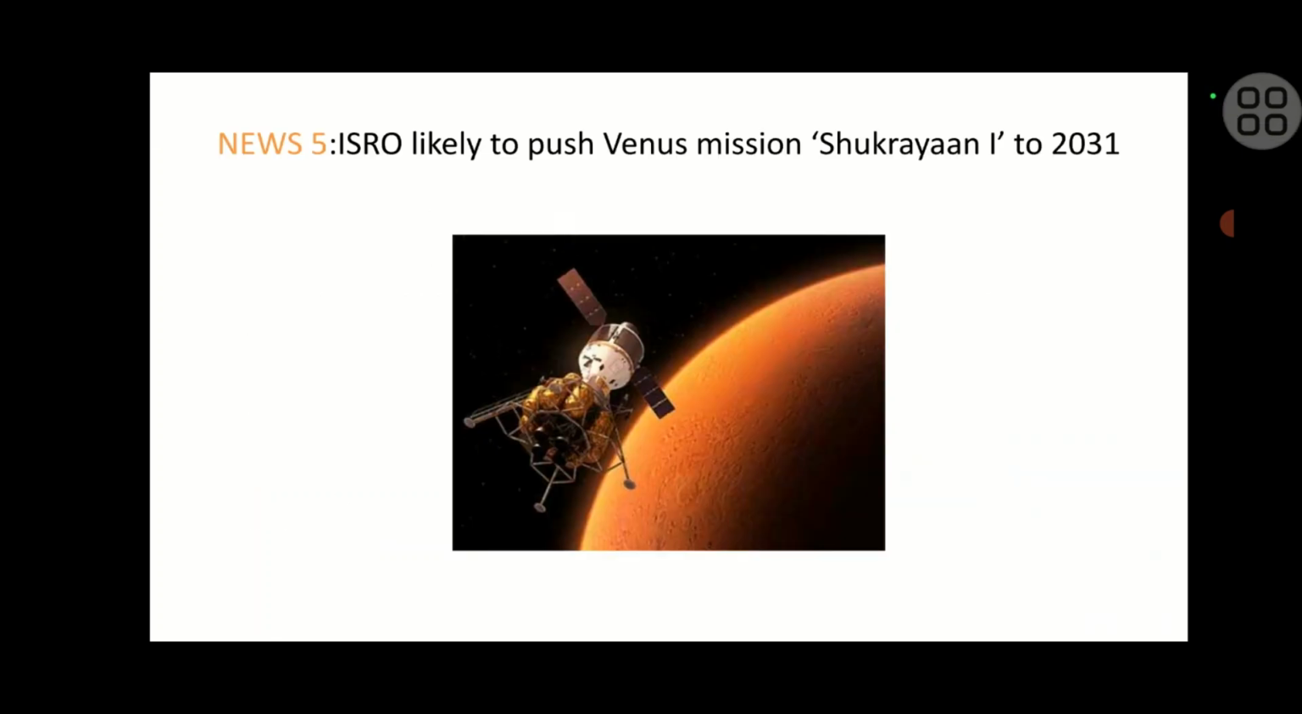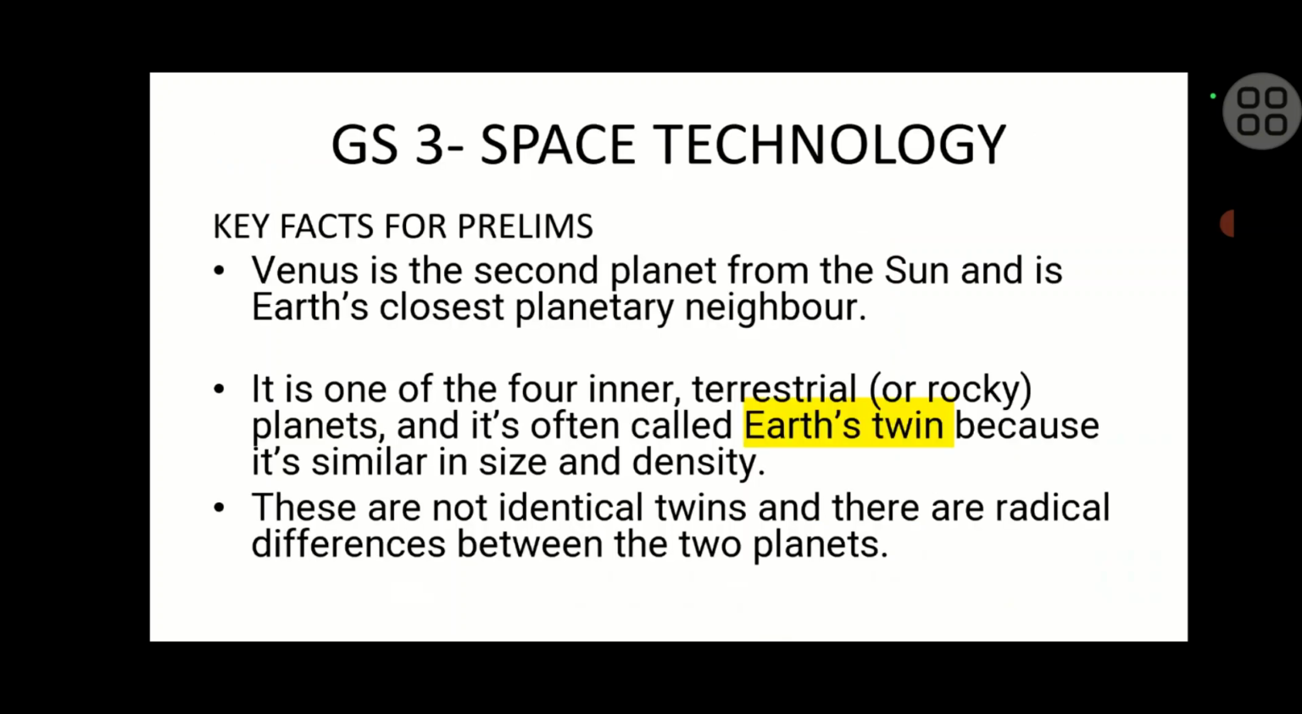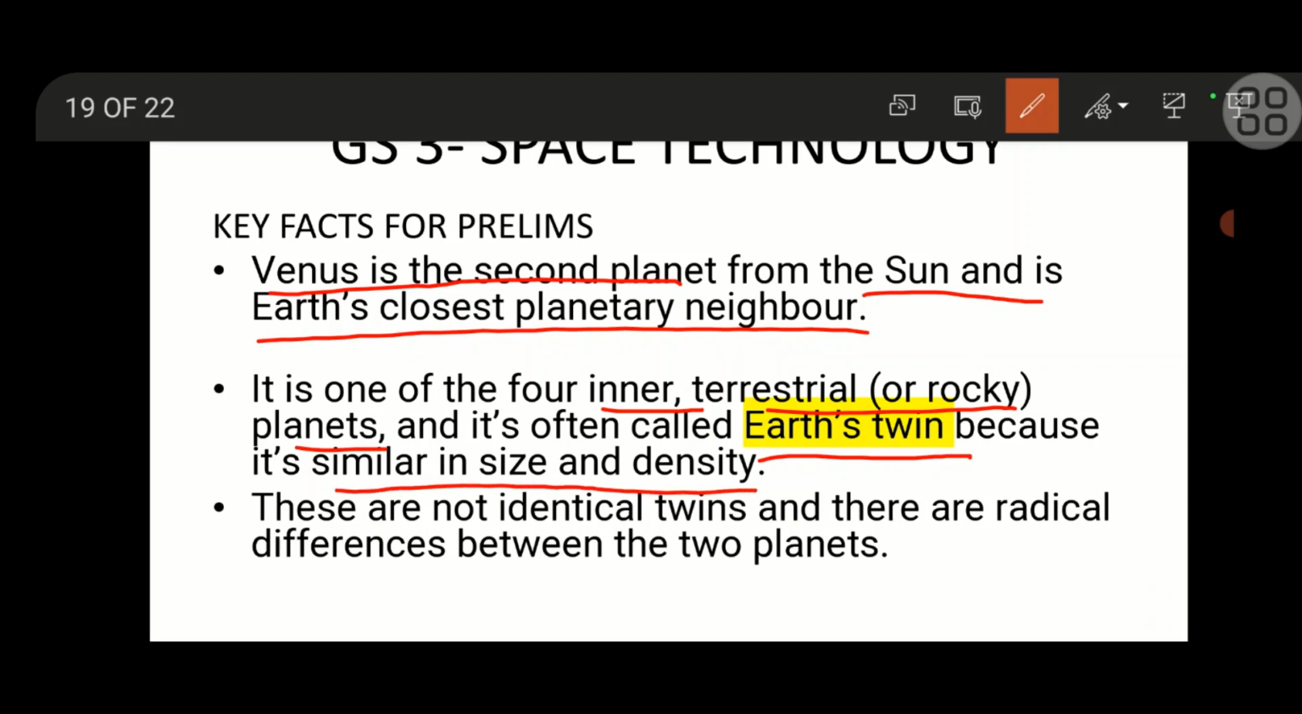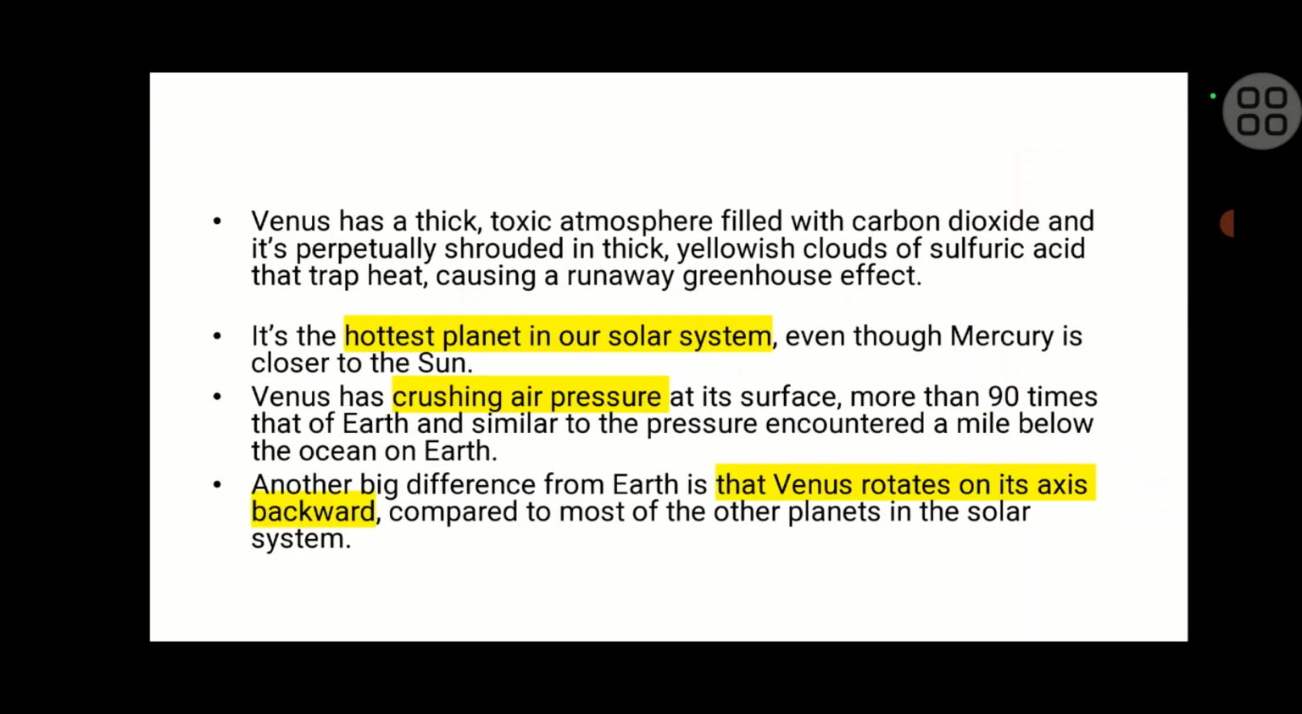Next, ISRO is likely to push the Venus mission Shukrayaan 1 to 2031. So Shukrayaan 1 is for the Venus mission. Apart from that, you need to know about Venus, which is the second planet from the Sun and is Earth's closest planetary neighbor. It is one of the 4 inner terrestrial planets, also called Earth's twin, because both Earth and Venus are similar in size and density. They are not identical twins, but there are radical differences between the two planets.